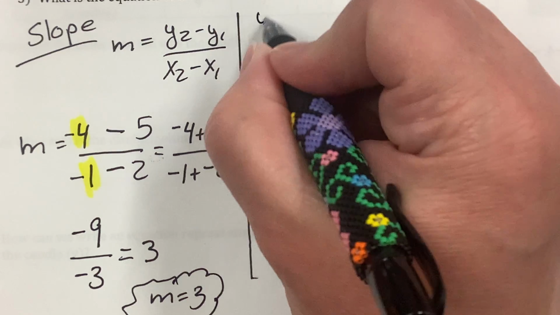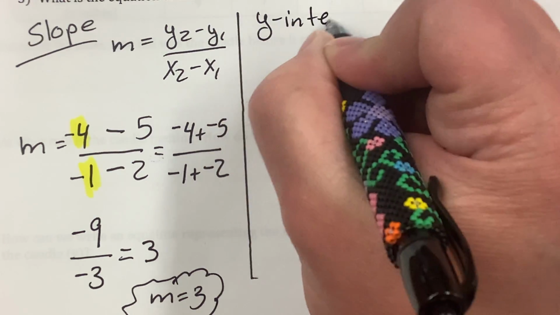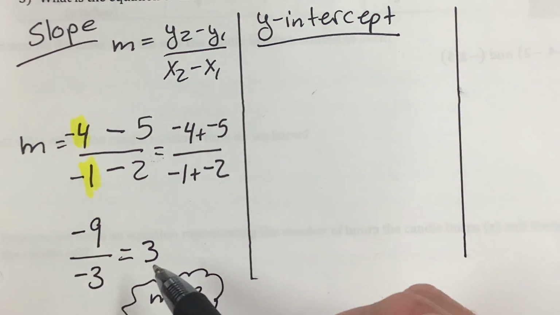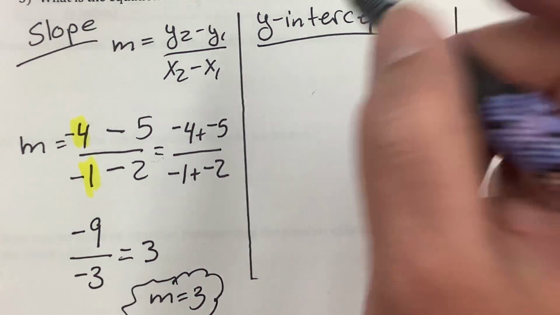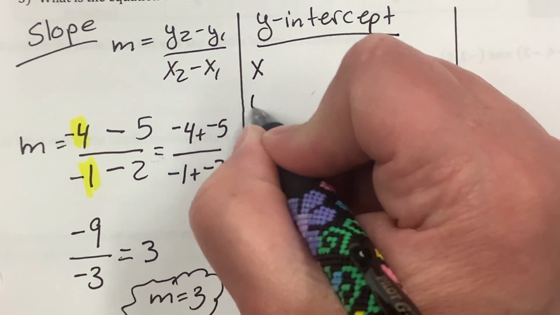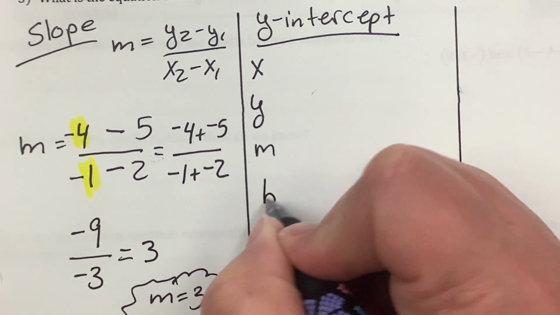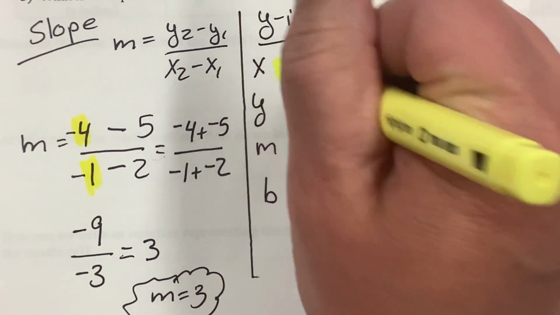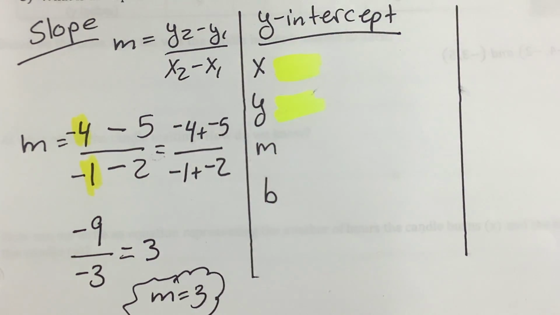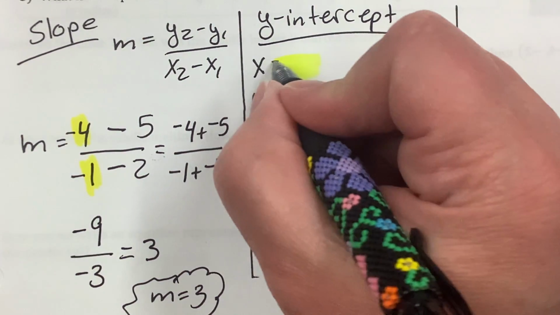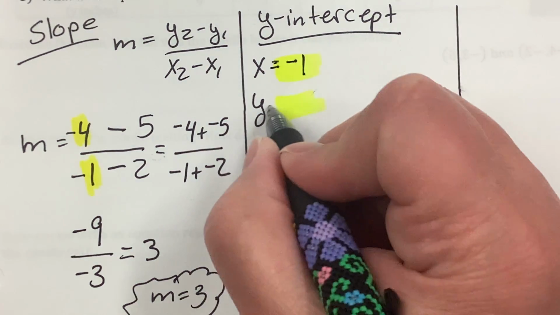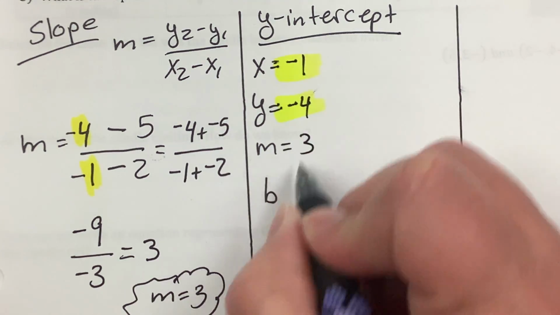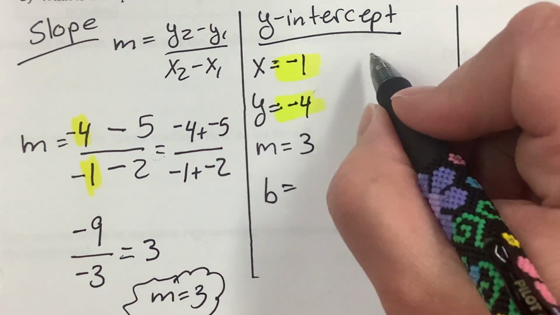So now to find the y-intercept. I noticed something about myself. When I'm writing, the more room I have, the bigger I write. Ugh, silly me. I need x and y and m and b. I'm going to use the highlighted x and y because they stand out a little bit. I have x equals negative 1, y equals negative 4, and from down here, m equals 3. I don't know b, that's what I'm looking for.